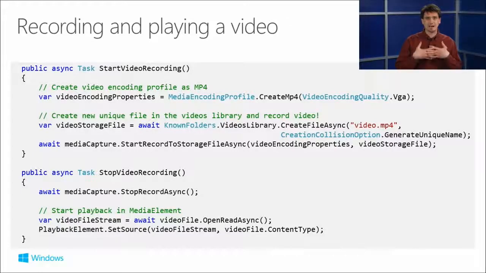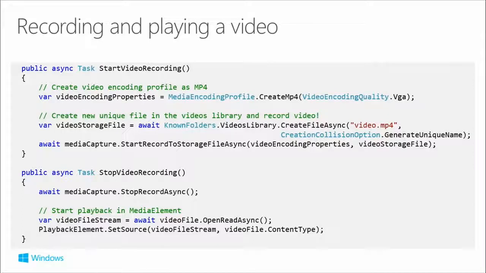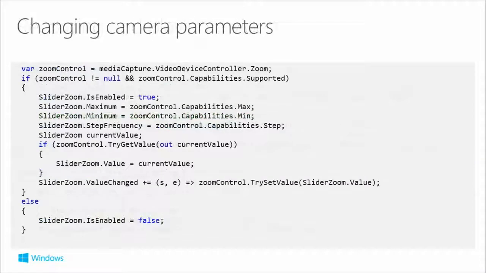Recording and playing a video is actually pretty similar to taking a picture. We have a media encoding profile instead of an image encoding one. But it's the same thing. We grab some storage file, in this case our known folders videos library, and we just take our media capture object and we start recording. With video, obviously, we have to stop recording. So we've got a method for that, stop record async. And when that recording is done, we can just take that stream that we get from the video file that we had created and set it as the source in our playback element.